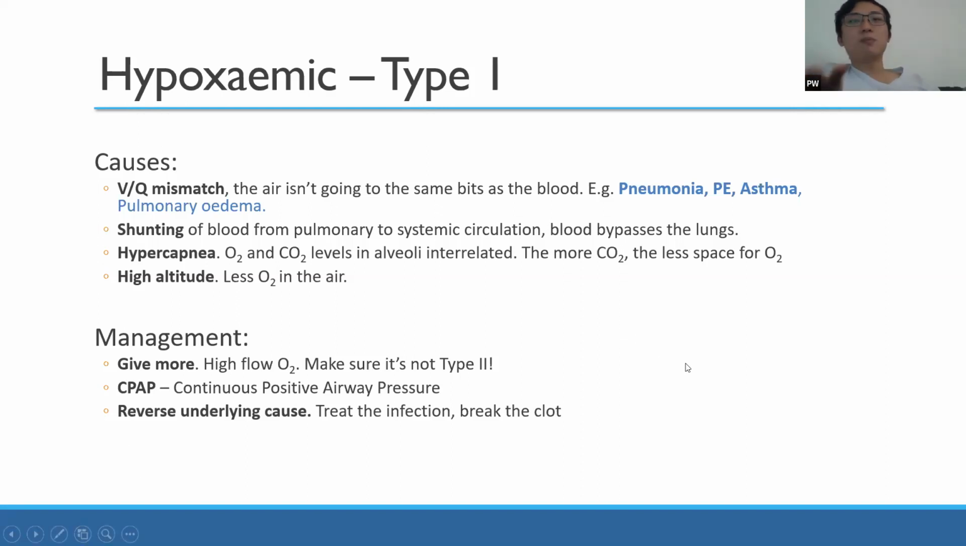As well as that, you can have CPAP. So CPAP is basically pushing air into your face. You put on a mask, it's hooked up to a CPAP machine, and all that does is pump a steady stream of air in your face, down your mouth, down your throat, to open up the alveoli. So it's effectively just putting a fan in your face or sticking your head out of a car window, and it just opens up your airways, gives you a bit more oxygen. And you have to treat the underlying cause. So basically, if they've got a pneumonia, you treat the infection, or you break the clot in a PE.